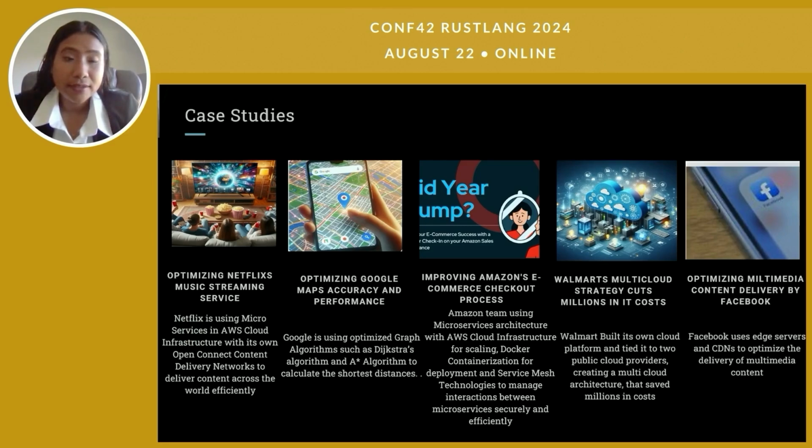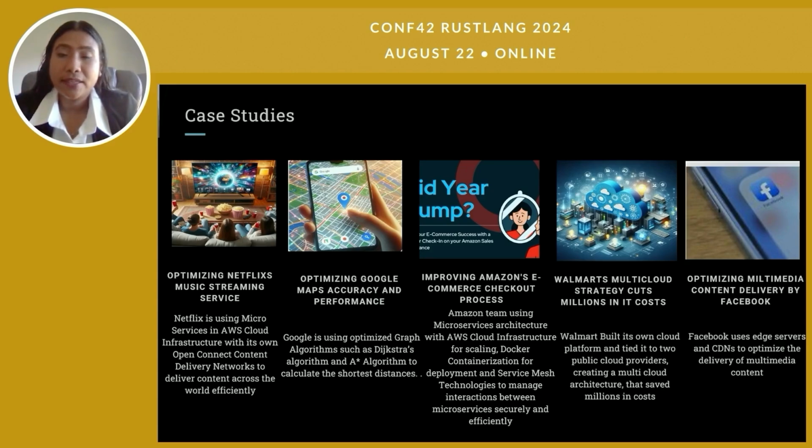So Netflix is using microservices in AWS cloud infrastructure with its own open content delivery network to deliver the content across the world efficiently. If we come to Google Maps, its accuracy and performance is admirable. They are using graph algorithms to calculate the shortest distance.